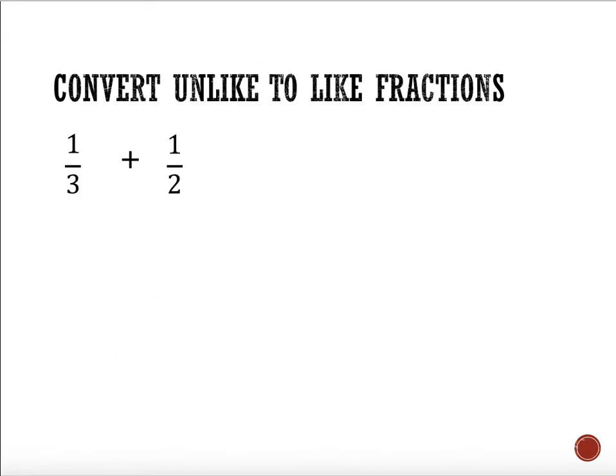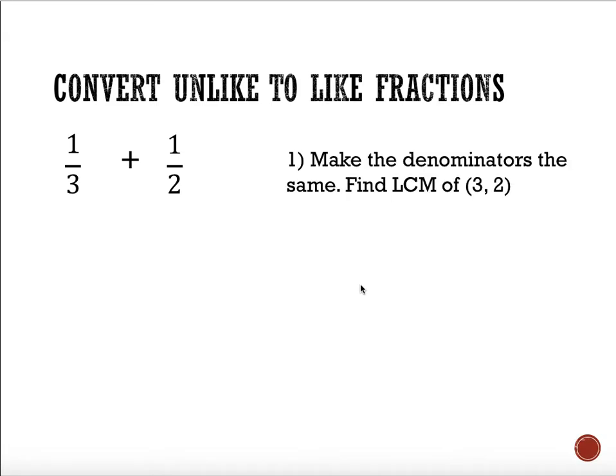Now I want to convert my unlike fractions to like fractions. Remember, we said with like fractions, it's very easy to add them. So I want to convert it. So what do I do now? I have to make the denominators the same. For that, I would need the LCM of 3 and 2. Please watch the video on how to find the LCM of two or more numbers. Then it will become clear to you how to find the LCM.